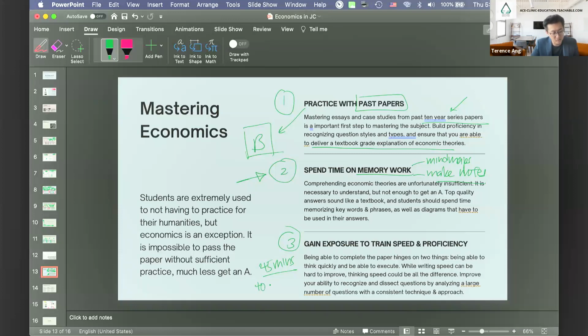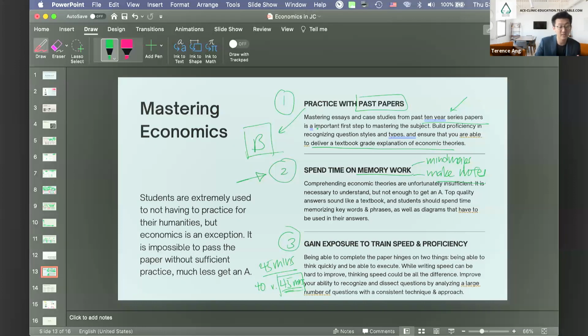Someone who has 40 minutes to write versus someone who has 45 minutes to write. This person can write 10% more than you, more than 10% more than you, in fact, right? And it will be hard to make up for the deficit. So you want to maximize your writing time, write as much as possible. And that requires question exposure.